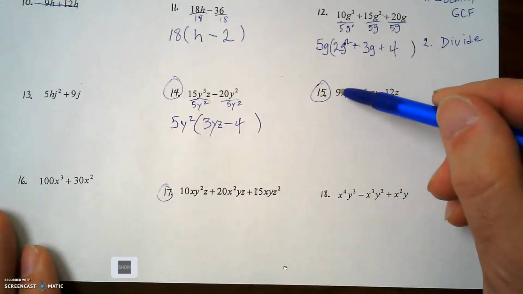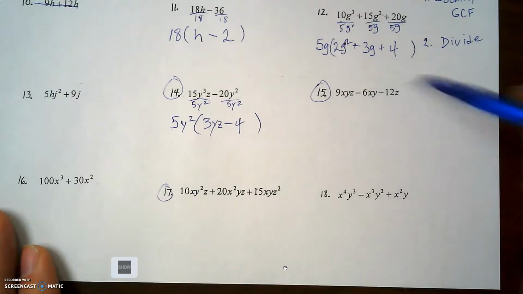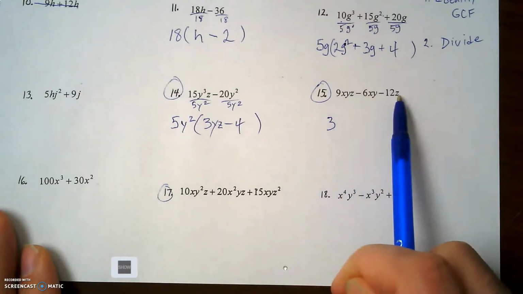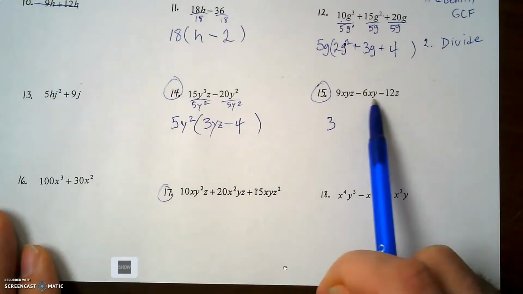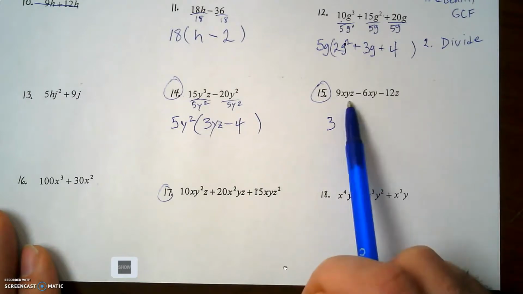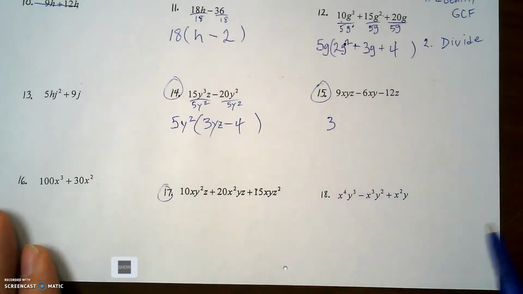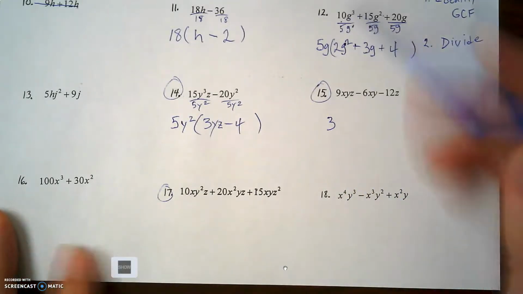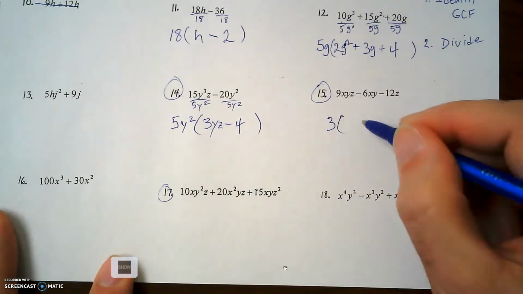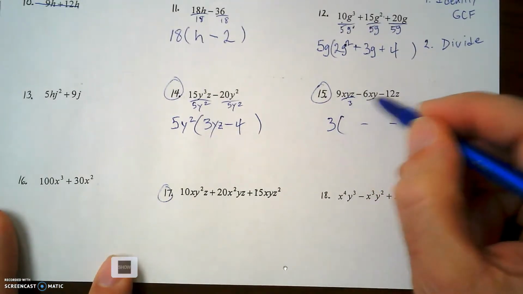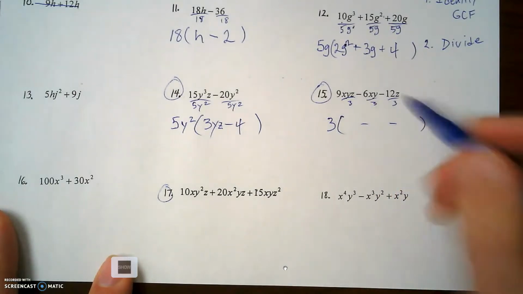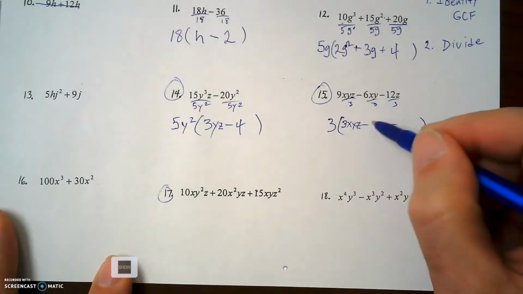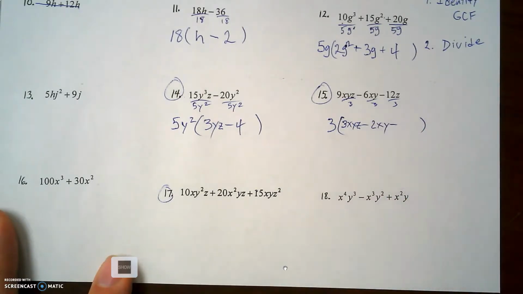Okay, number 9. Or no, sorry, I was looking at that 9. Number 15, 9, 6, and 12. That would be a 3. X, X. Well, that one doesn't have it. Oh, this has a z. That doesn't have a z. This has a y. That doesn't. So it's only a 3. They do not have a common variable all the way across the problem. So that's actually going to make things much simpler for us. Divide by 3, divide by 3, divide by 3. So I'm just dividing the coefficients. The variables stay the same because there's nothing affecting them.